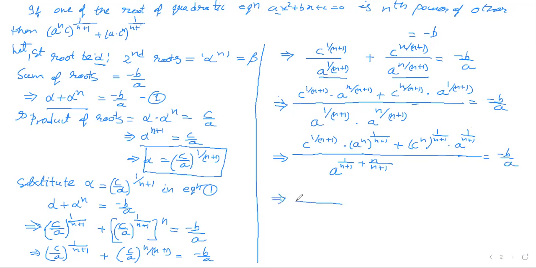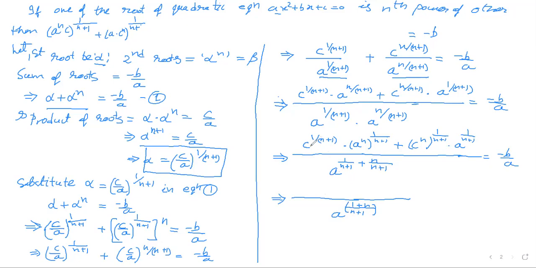It implies now if we take the LCM in the powers of denominator, what will we get? A to the power, LCM of denominator is n plus 1, and numerator becomes 1 plus n. So what will be the result then? A to the power 1. Is that clear to you?